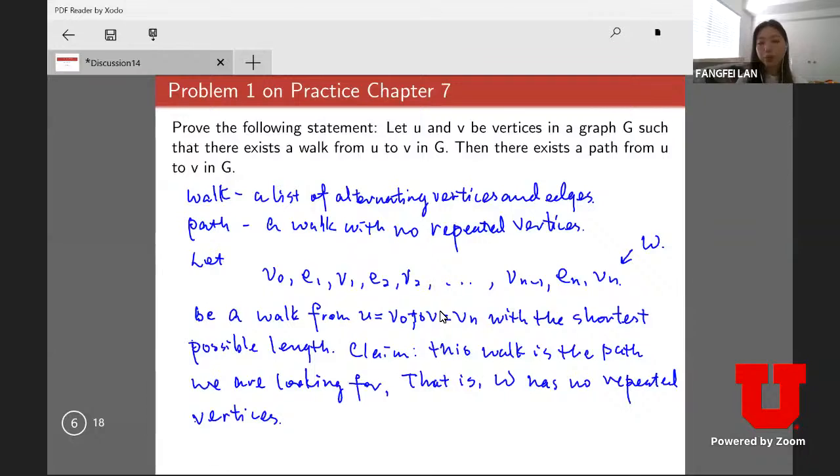So now how do we prove the claim? When we prove the claim, we prove this problem, right? We're done with the problem. So how do we prove the claim? This is exactly the same logic that we talked about before, which is to remove the repeated part.